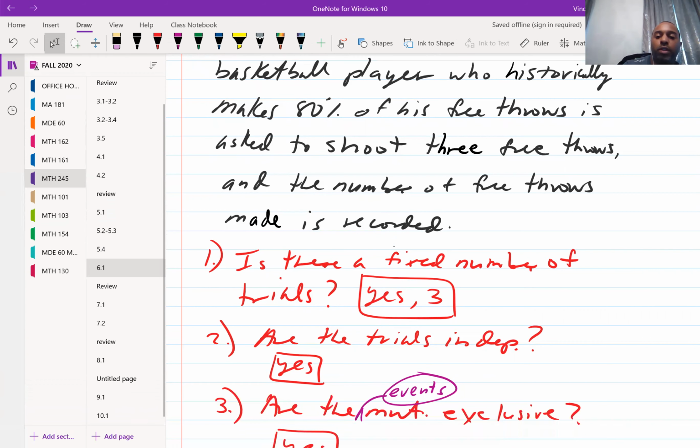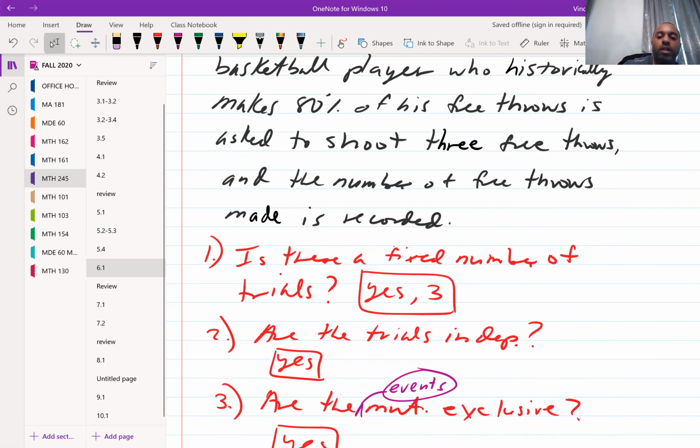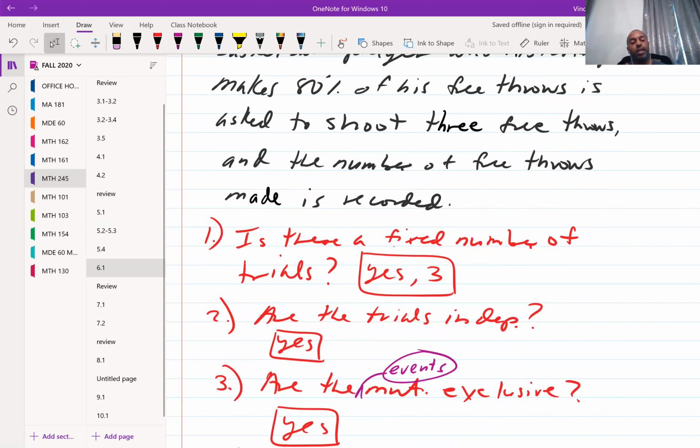Are the events mutually exclusive? The answer is yes, because you cannot miss and make the shot at the same time. So that means those events don't coincide. It's impossible to miss and make the shot. You either miss it or make it. So that's what it means by being mutually exclusive. They don't have any event that can occur that is in common.